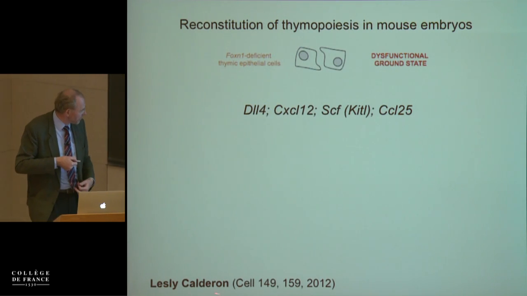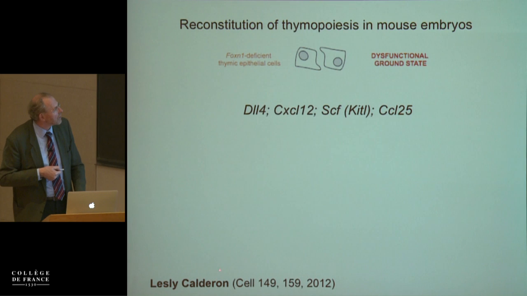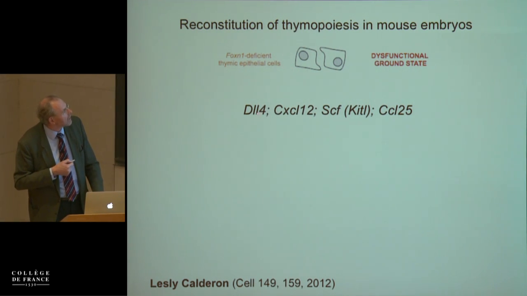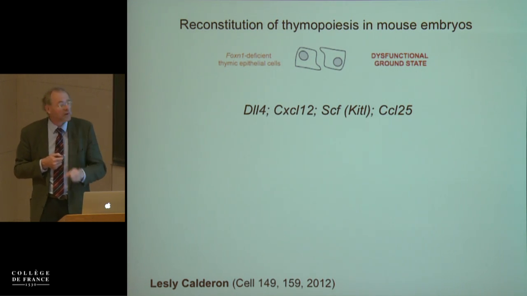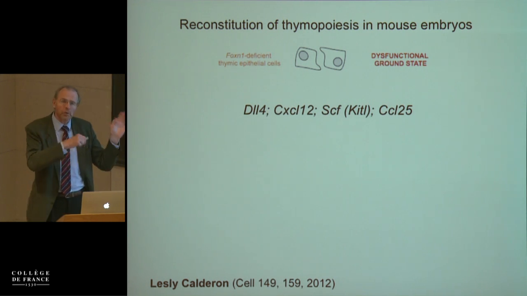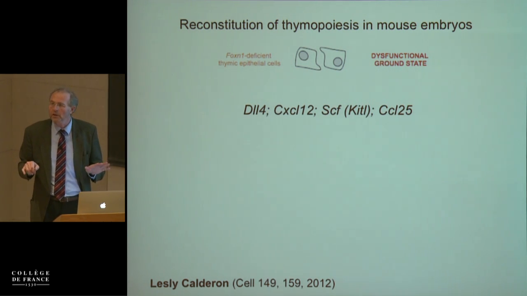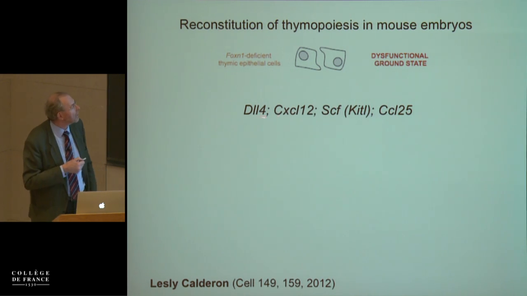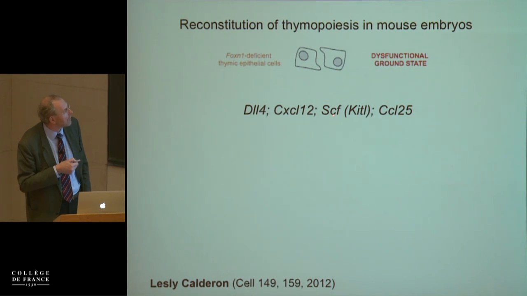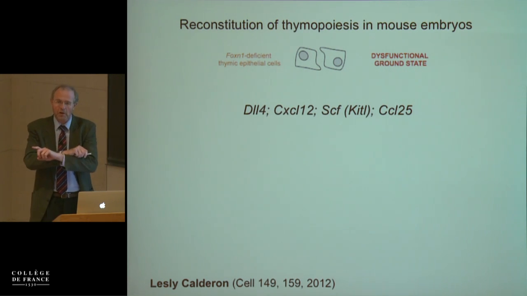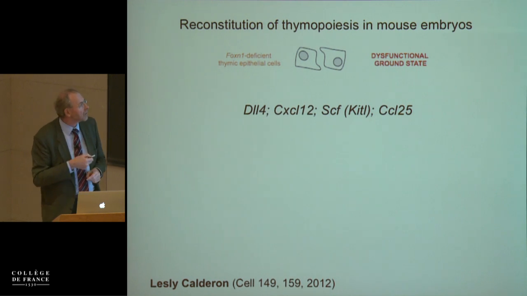Now, Leslie Calderon, one of the few students in the lab, then decided to take on that task, and she generated, now transgenically, different types of thymic epithelial cells. They were all FOXN1 deficient, and as you've seen before, they are functionally inadequate. They cannot do anything. Now she transgenically fortified this functional ground state, as she called it, with delta-like 4, the Notch ligand, CXCL12, the chemokine, CCL25, the chemokine, or the KIT ligand SCF, singly or in all possible combinations. So you can calculate quickly. That's more than a dozen different combinations.